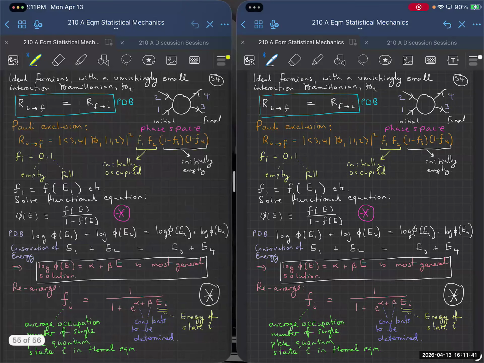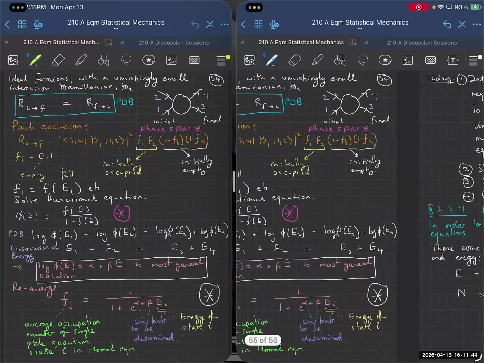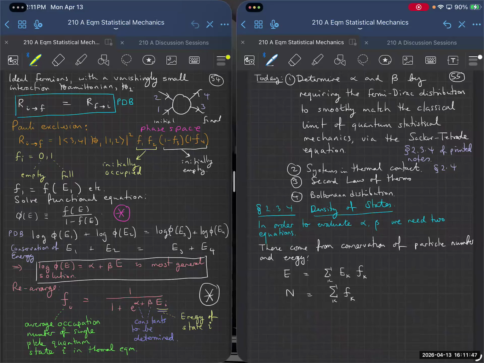All right, so now what I'm going to do in today's lecture is determine what alpha and beta are, and I'm going to do that by requiring that our Fermi-Dirac distribution maps onto what we already know happens for the quantum system in the classical limit. And how do we know that? Well, remember the previous lecture, we derived the Sackur-Tetrode formula. We did all that stuff using delta functions and funky math. And in the end, we derived this formula for the entropy of the ideal quantum gas. And we discovered this formula, which had Planck's constant in it, and it was definitely something interesting.